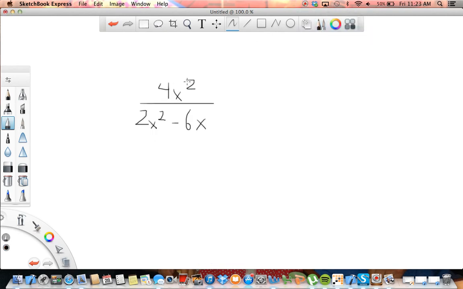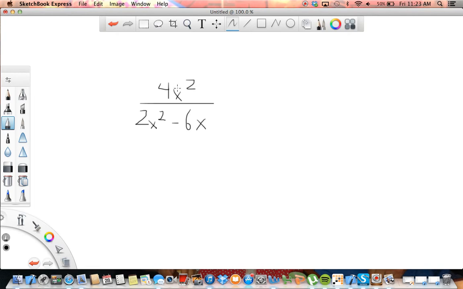Our next problem is number 8 in your packet on page 1. And so we have 4x squared divided by 2x squared minus 6x. This one's got a little bit different solution when it comes to our excluded values, so that's why I wanted to do this one. This one actually has 2 different excluded values. All the ones we've worked with so far have only had 1. So let's take a look here and see what we've got.